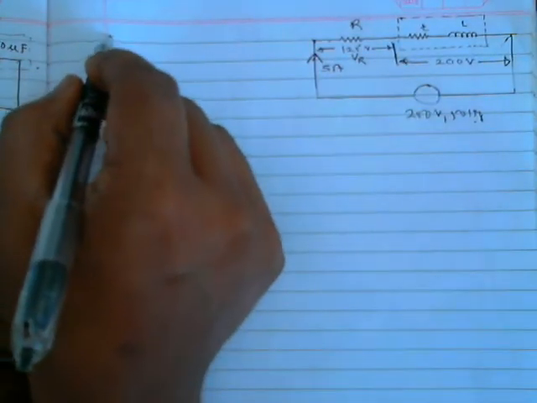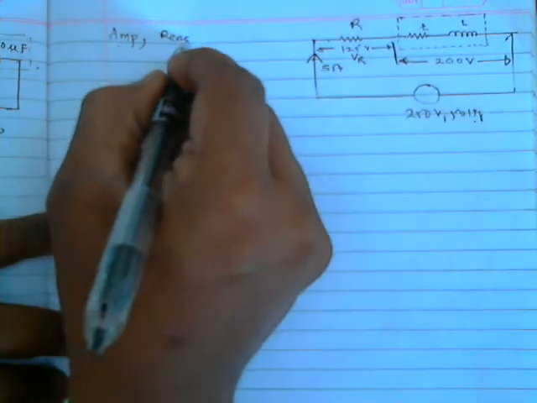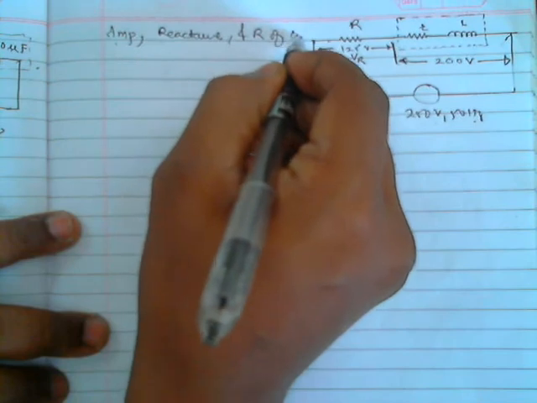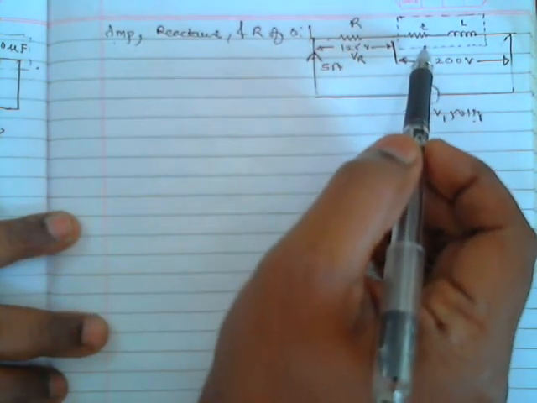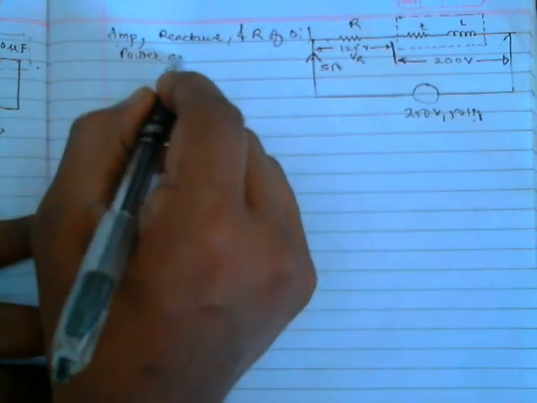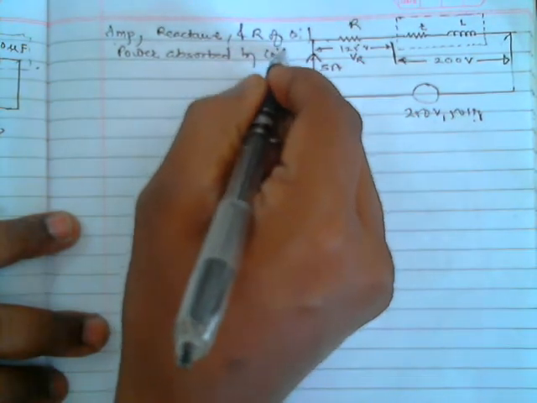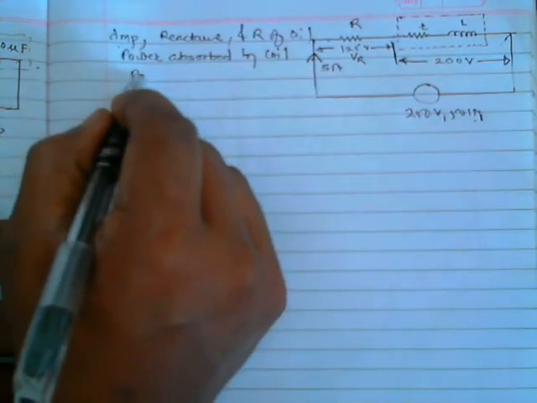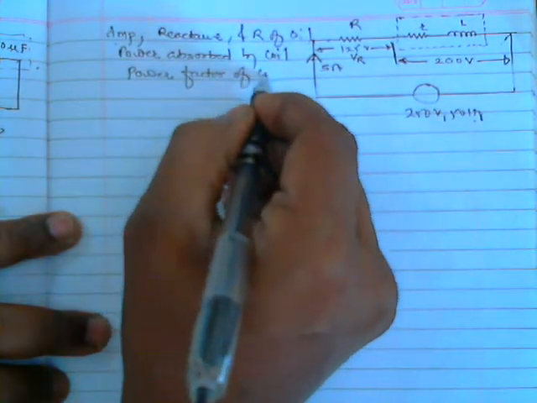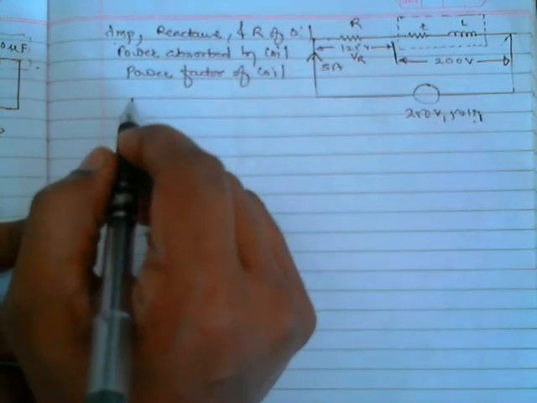Let me write it here. Impedance, reactance X, and R of the coil, then power absorbed by the coil, power factor of the coil. Okay. And also we need to draw the phasor diagram.